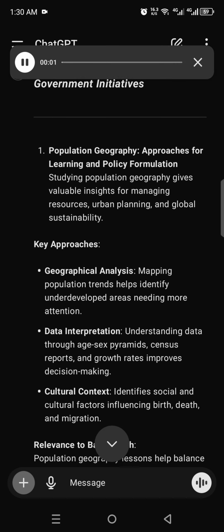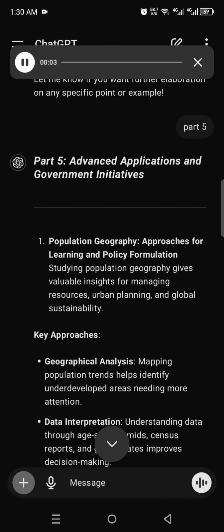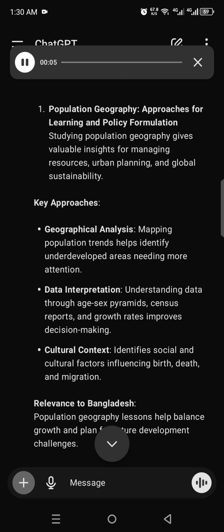Part 5. Advanced Applications and Government Initiatives. 21. Population Geography, Approaches for Learning and Policy Formulation. Studying population geography gives valuable insights for managing resources, urban planning, and global sustainability.